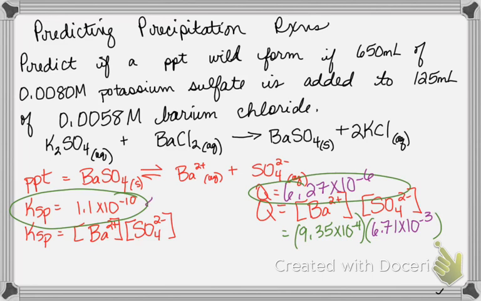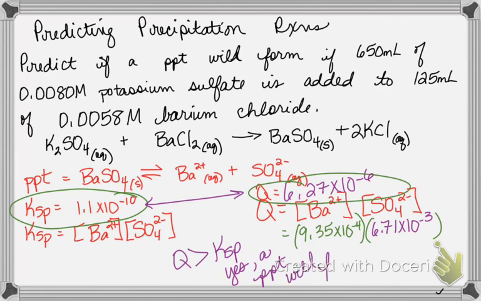Now I'm going to compare these two numbers, the KSP and the Q. Which one is bigger? Q is bigger than the KSP. If Q is bigger than the KSP, then yes, a precipitate will form. If Q is smaller than the KSP, then no, a precipitate will not form. Okay, and that's how you predict a precipitate.